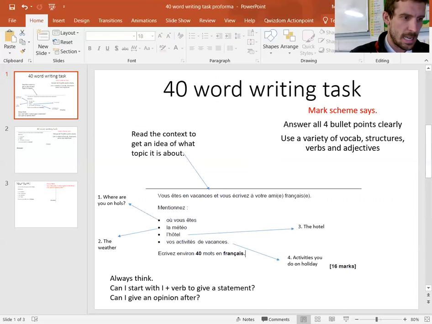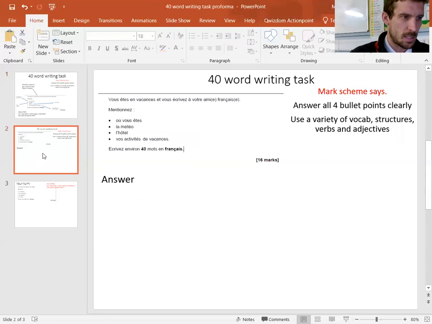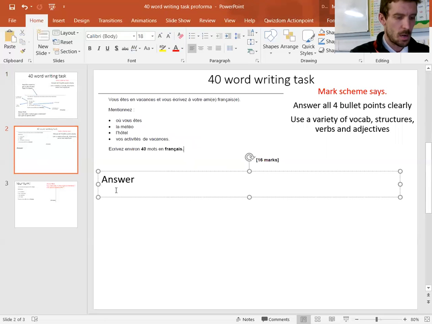Where are we on holiday? Can I start with I plus verb to give a statement? Yes, I can. That's quite straightforward. So we go with I am on holiday: je suis. Now let's just check. Is there anywhere in that task that it says on holiday? Not in the bullet points. What about up in this bit at the top? Oh, look, we've got en vacances. That'll do. No excuses for getting this wrong then. Je suis en vacances. So you can use bits of the task up here, but don't take whole chunks of it. Just use single words or little bits to help you with what you want to say.